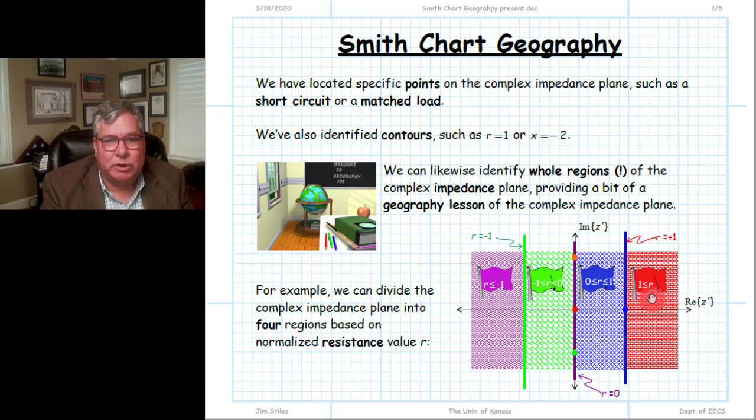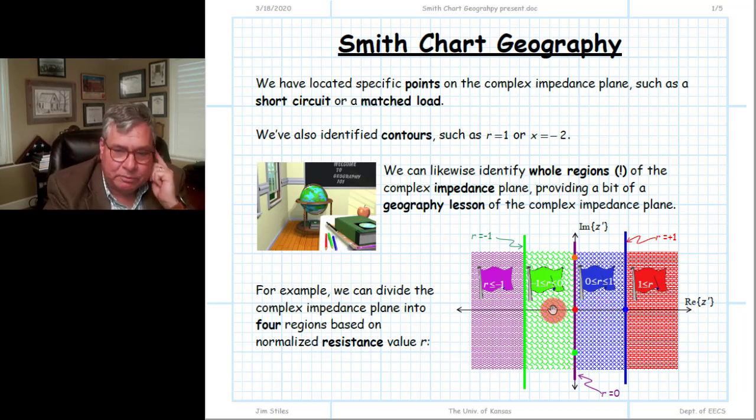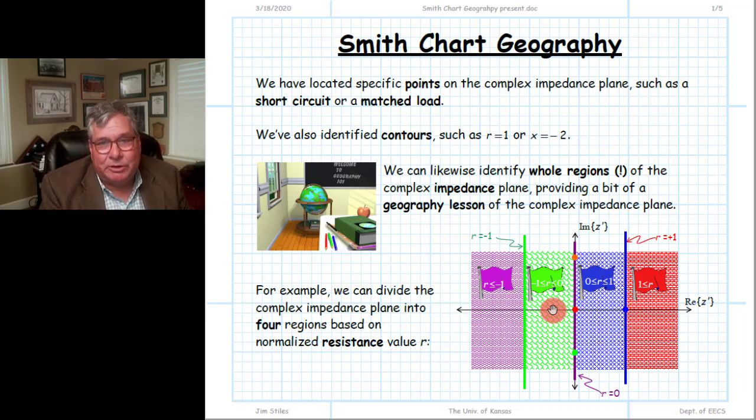And of course, all those points lie to the right side of that boundary of R equal to 1. Then we're going to define a second region, and this consists of all the impedance points whose resistive value is between 0 and +1. In this case, this region has 2 boundaries on either side. A third region consists of all impedances whose real part has a value between -1 and 0.